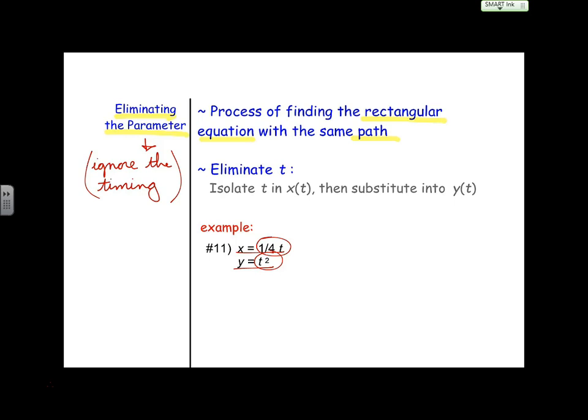In the simple equations, the simple way to eliminate the parameter is to follow these steps. Number 1 and number 2. Number 1 says isolate, which means what? Get it alone. So, find the x equation. There he is. And what are we supposed to do? Isolate T. Well, not yet. First step, isolate T. Okay, get T alone.